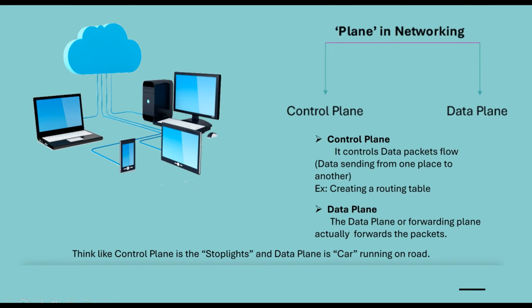Okay, now what does the data plane mean? The data plane, or the forwarding plane, remember guys, the forwarding plane is also called the data plane, and the data plane is also called the forwarding plane. Both are the same, so don't get confused. The data plane, or the forwarding plane, actually forwards the packets. It means the control plane controls the data packets, and the data plane actually forwards those data packets.